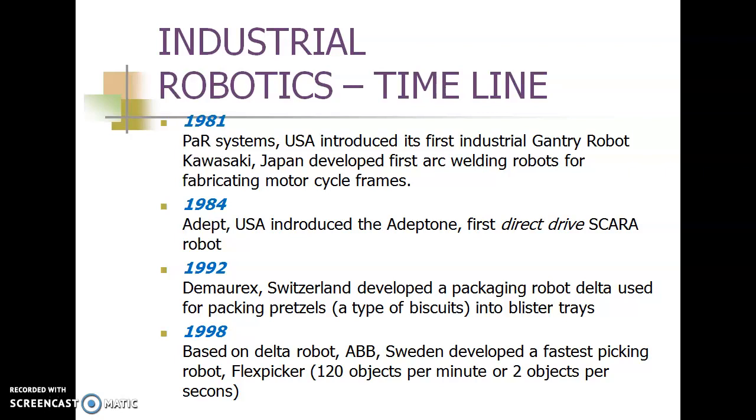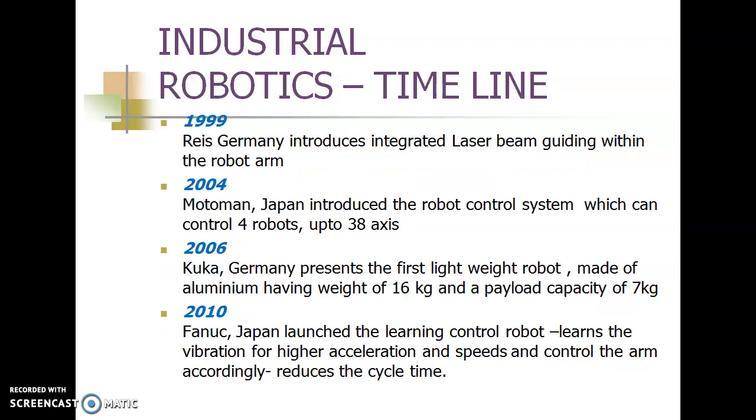Okay, so the next is 1999. Reis, Germany, introduced an integrated laser beam guiding within the robot arm. So instead of external guiding, the robot was guided by itself using an integrated laser beam. And in 2004, Motoman Japan introduced a robot control system which can simultaneously control four robots, nearly 38 axes at a time. That was in the year 2004.